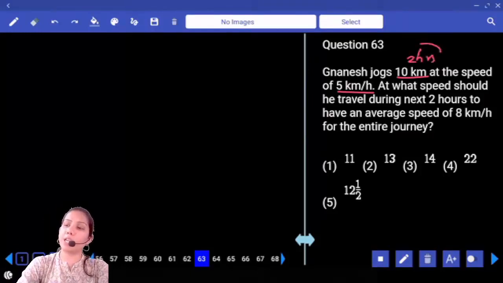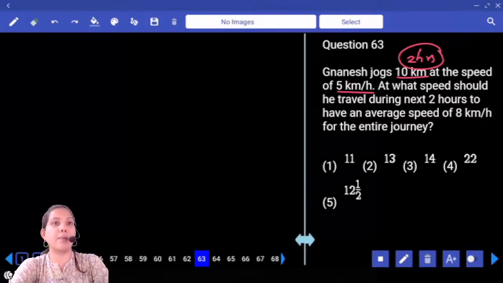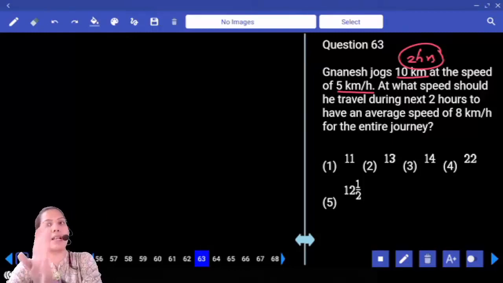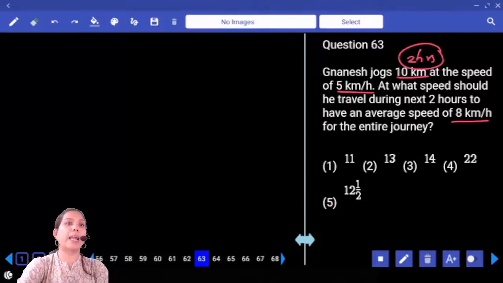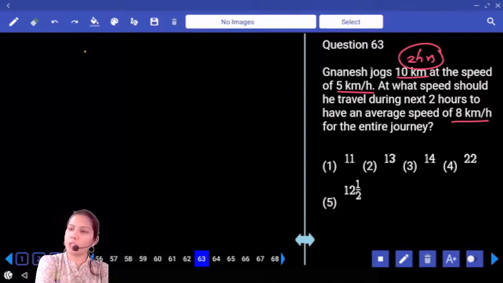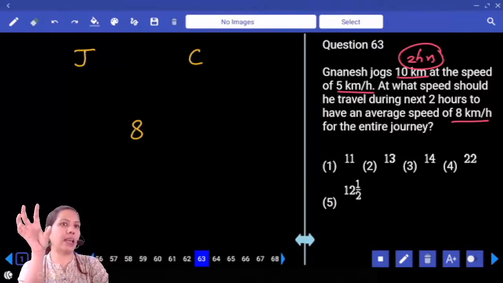First part of the journey he covered in 2 hours. At what speed should he travel during next 2 hours? What is next time? 2 hours. First time is equal to 2 hours and next part of the journey time is also 2 hours. But what is average speed? 8 km per hour. First time jogging and second time suppose he is cycling. What is 8 km per hour? Average speed. For entire journey, average speed is equal to 8 km per hour.